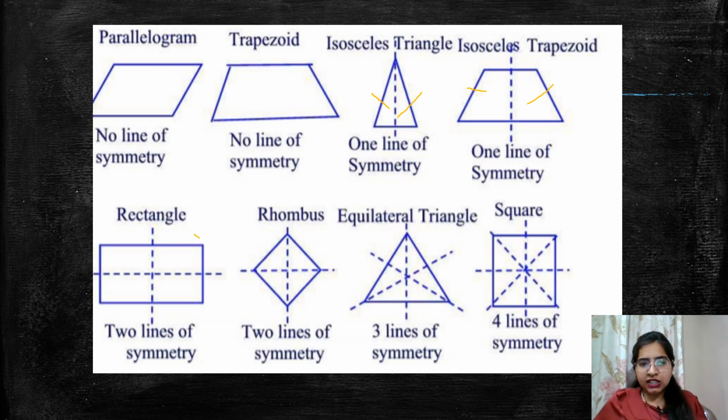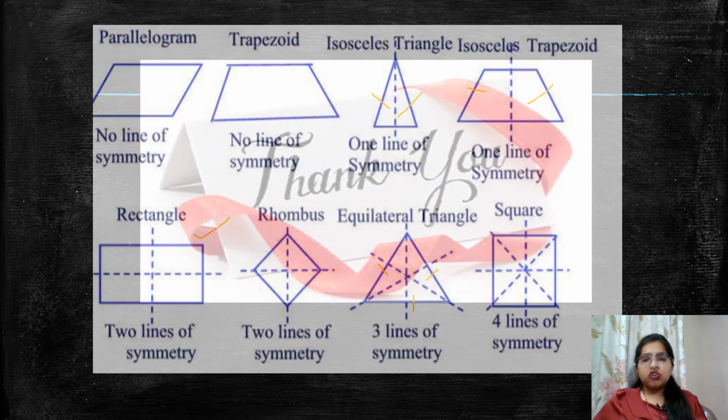Rectangle, I told you, 2 lines of symmetry. Rhombus also has 2 lines of symmetry, one vertical and the other horizontal. An equilateral triangle has 3 lines of symmetry because all 3 sides are equal. From any vertex you draw the line that will divide the triangle into 2 equal parts, right? So an equilateral triangle has 3 lines of symmetry. A square has 4 lines of symmetry, when you draw lines vertically, horizontally, and also the diagonals.